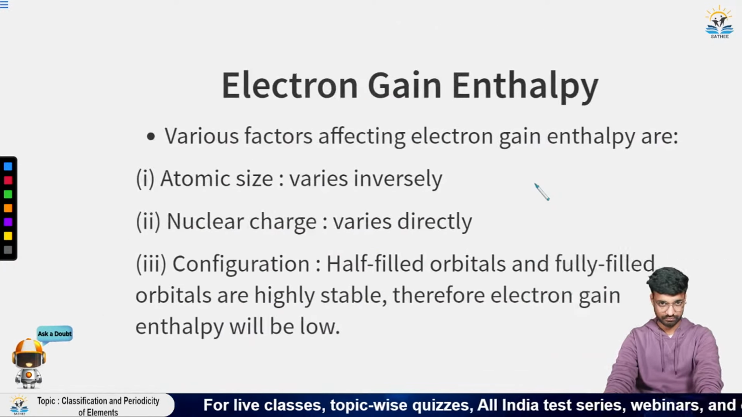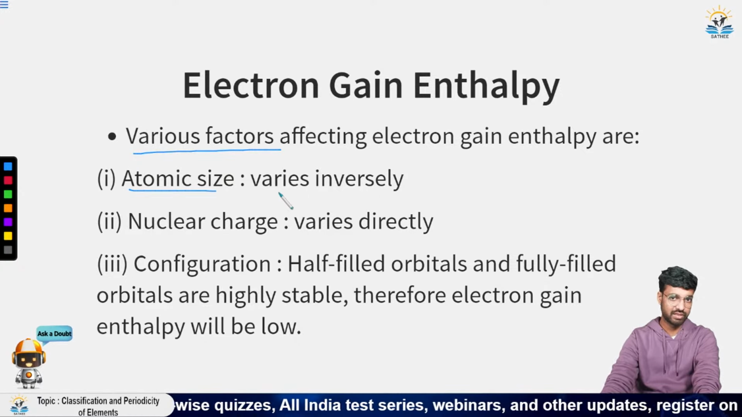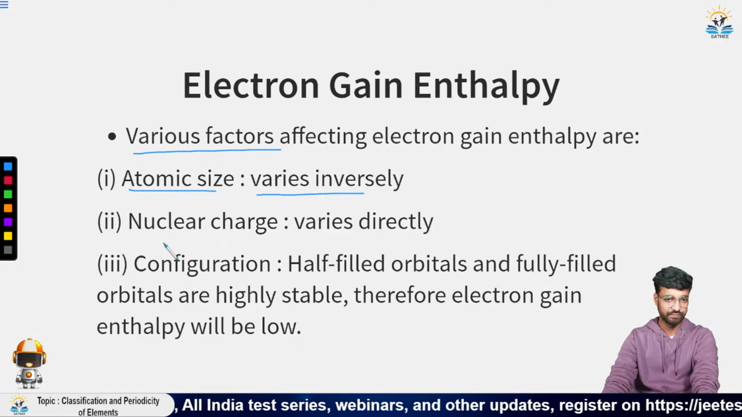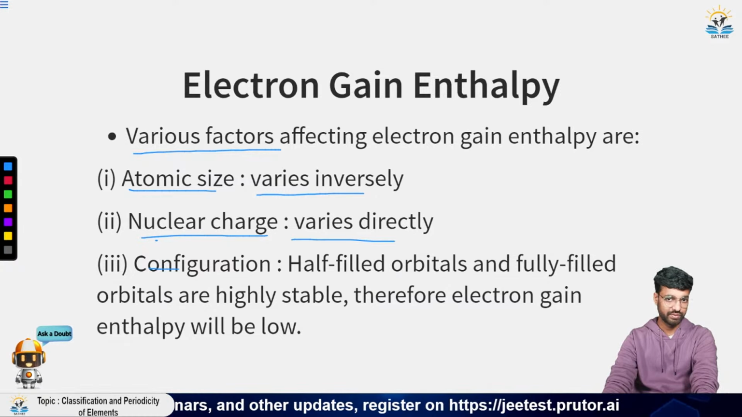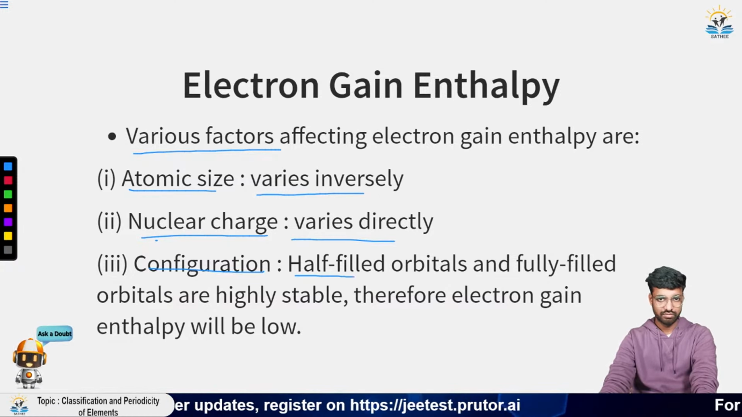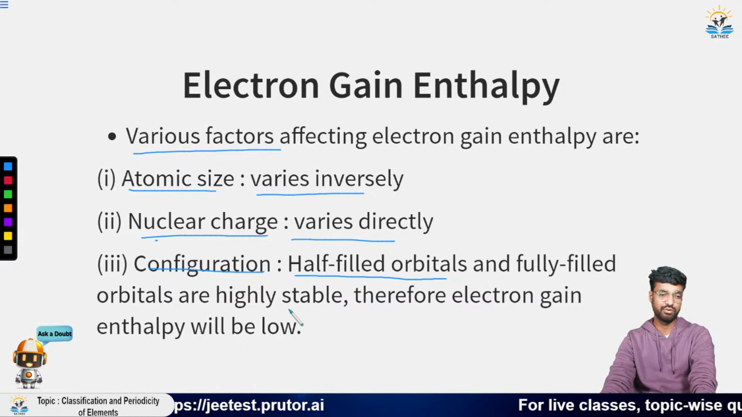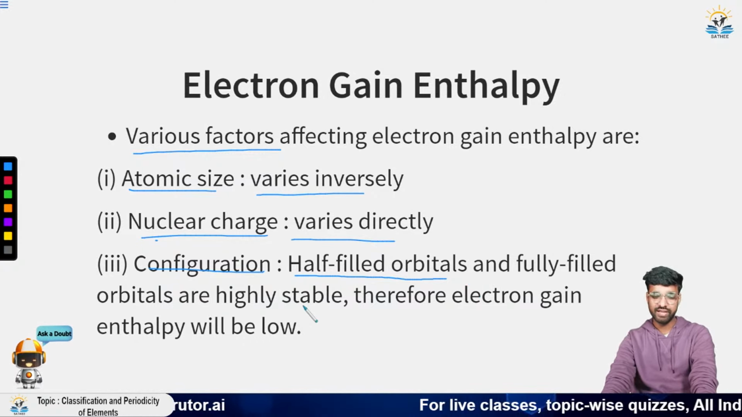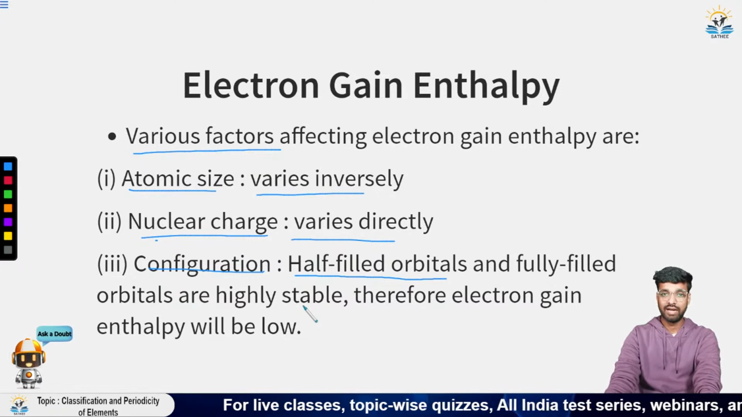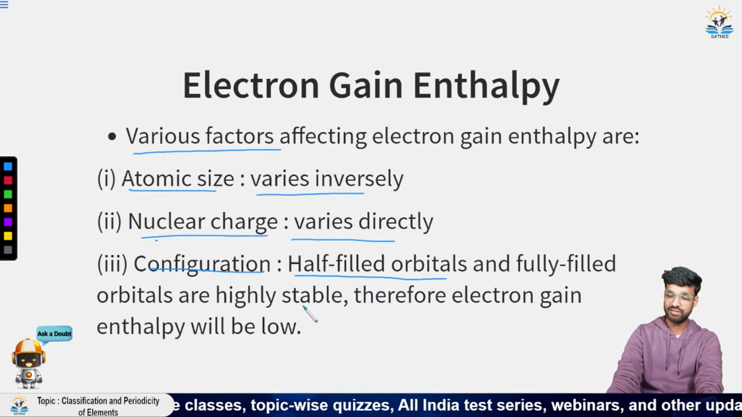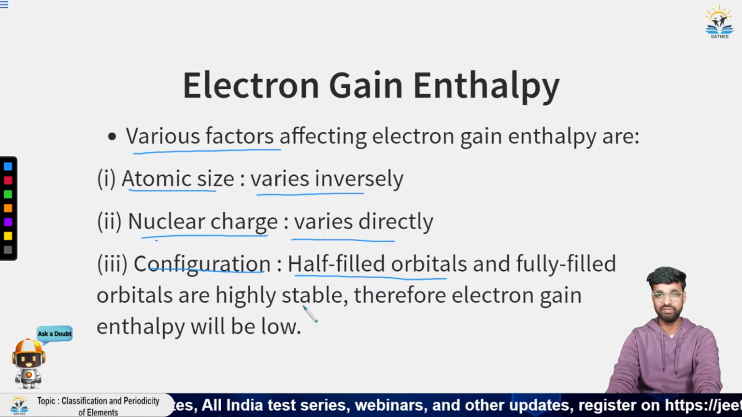Now let us look at some factors. Very obviously, atomic size varies inversely, and nuclear charge varies directly. Then we have the configuration. As we add an electron to a half filled or full filled atom, it is difficult to do so. At the same time, if after adding the electron the atom has a half filled or full filled configuration, then it will have a greater electron gain enthalpy as compared to the previous one.